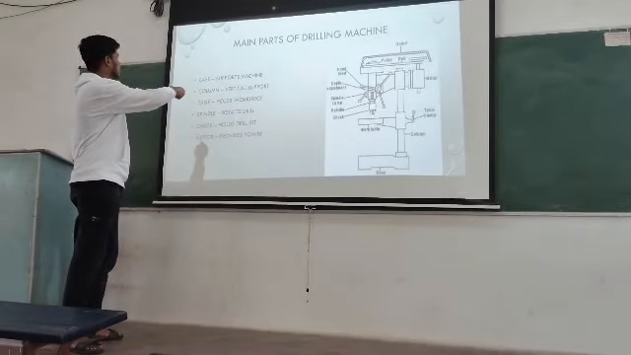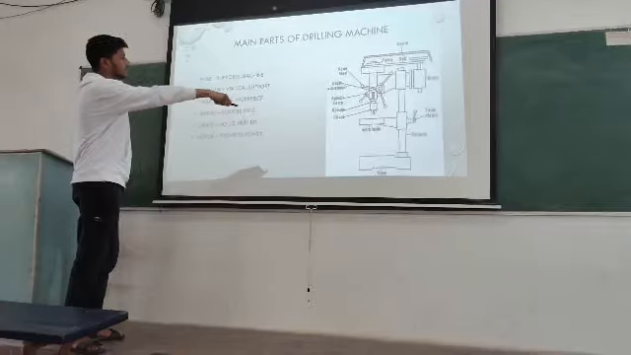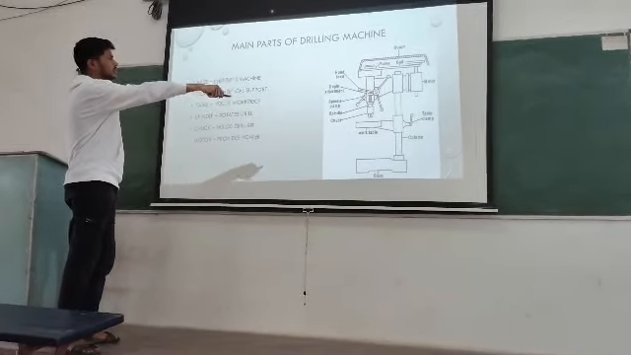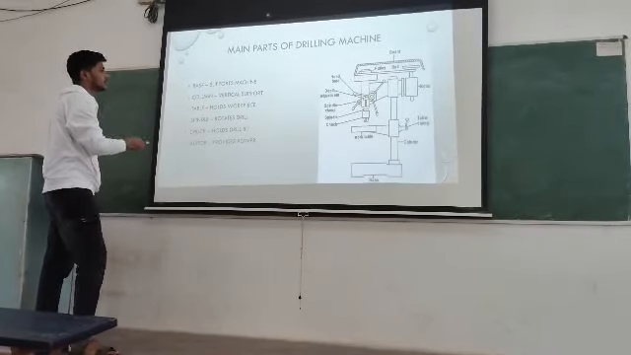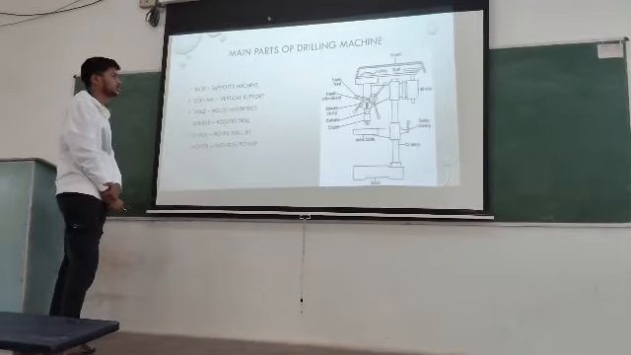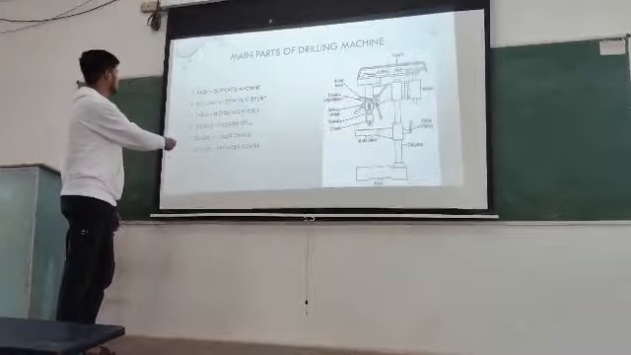And the vertical column. This is the vertical column. It supports the spindle, the chuck, and the table. This vertical column supports the drilling machine. And this is the table. On the table we put the workpiece which we have to drill, and this table helps to hold up our workpiece.